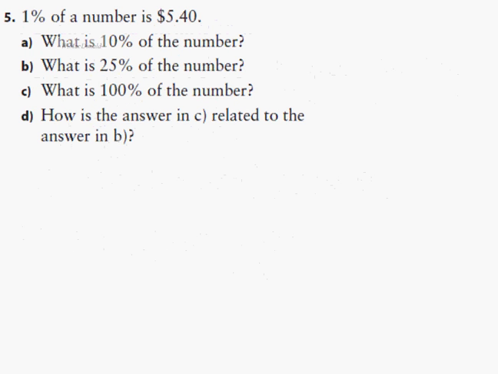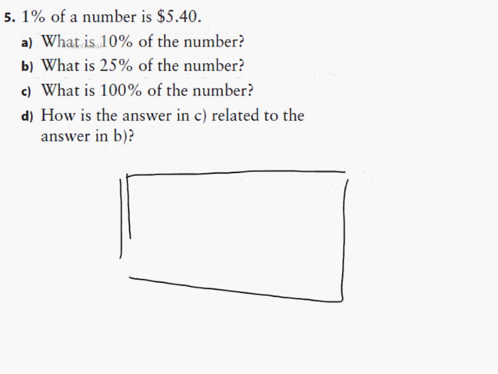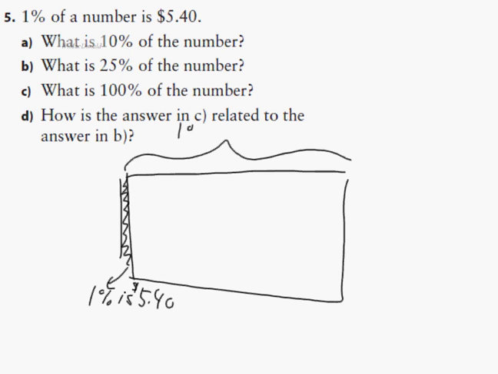Okay, question number 5 says 1% of a number is $5.40. So if I think of this number as being this big box, and I say to you that this is going to represent 1%, 1% is $5.40, then 100% of that number had to be 1% times 100 will equal 100%, or $5.40 multiplied by 100 would be $540.